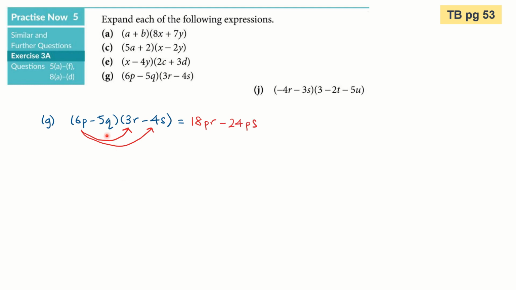Then moving on to negative 5q, which is the second term found in the first pair of brackets, we have negative 5q multiplying with 3r, and that will give us a negative 15qr. Lastly, negative 5q with a negative 4s, we will have a positive 20qs.